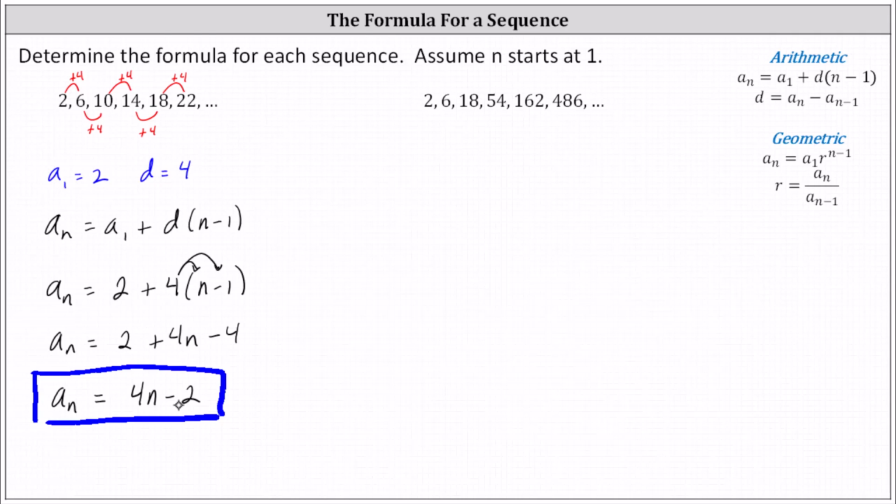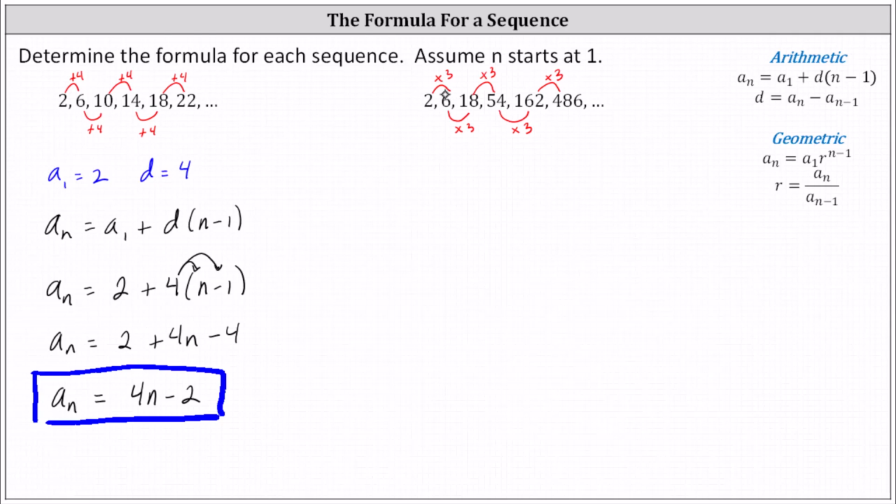And now let's look at the second sequence. The terms are 2, 6, 18, 54, 162, and so on. Again, looking for a pattern, you may recognize we now have a pattern of multiplication. 2 times 3 is equal to 6. 6 times 3 is equal to 18. 18 times 3 equals 54. 54 times 3 equals 162, and so on.